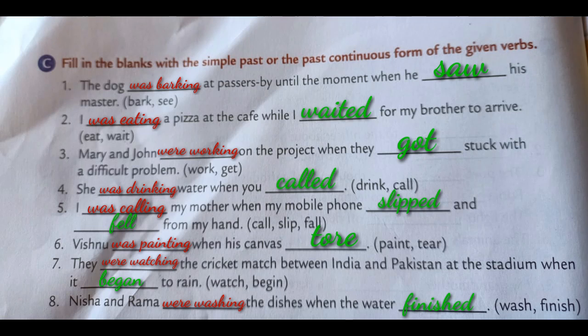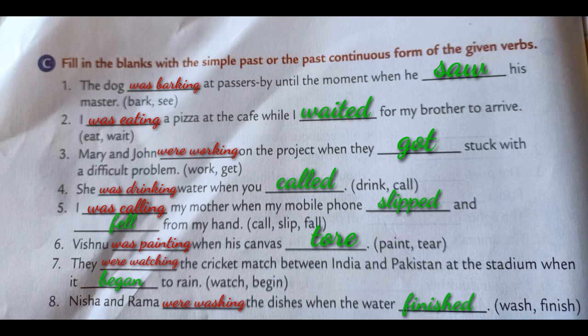Then moving to exercise C. Fill in the blanks with the simple past or the past continuous form of the given verbs. Children, verbs are given inside the bracket for each sentence. We have to fill with the simple past or the past continuous form. Here, which are in red color are past continuous form, which are in green color are simple past tense. Let's see the first one.